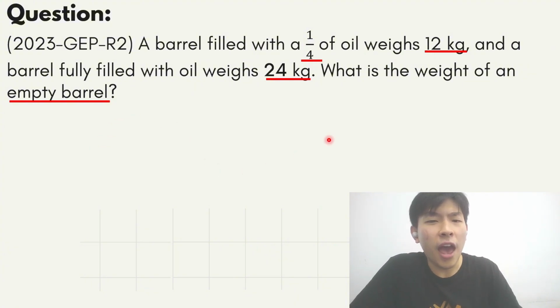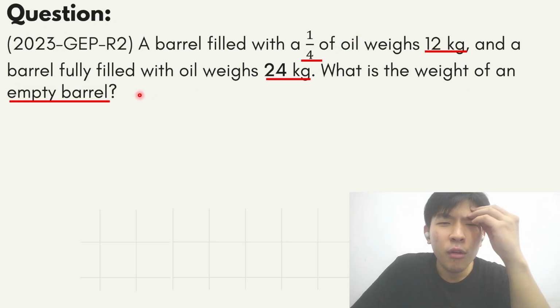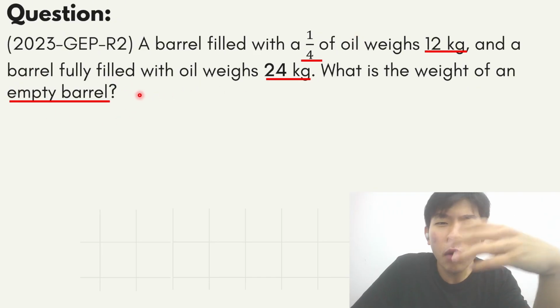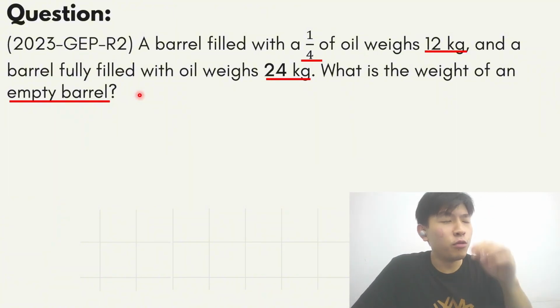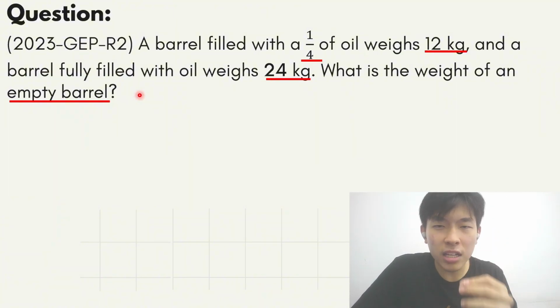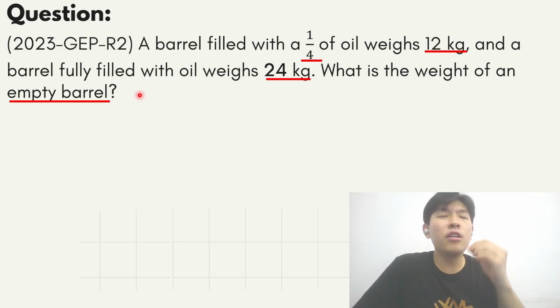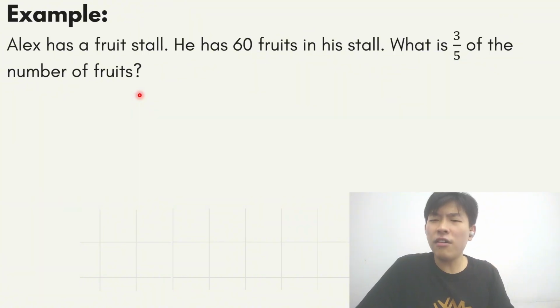In this question we have the oil's weight, and other than that, we also have the barrel's weight. We have two different weights. So how should we draw? To understand this, first, let's try to understand the whole part relationship of a fraction. Then we're going to look at an example. So first, let's look at a very quick example here.